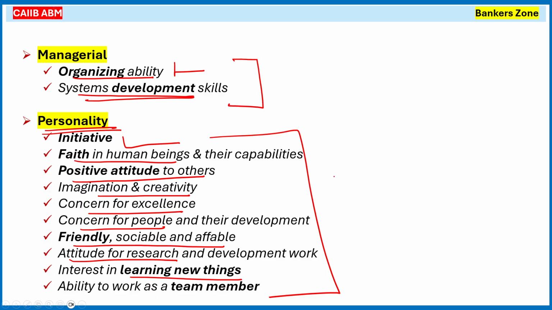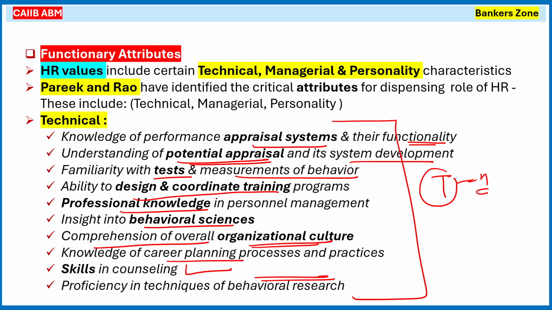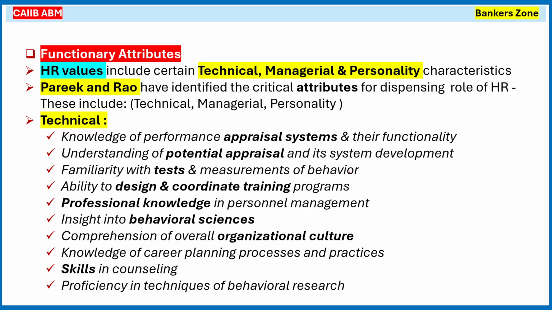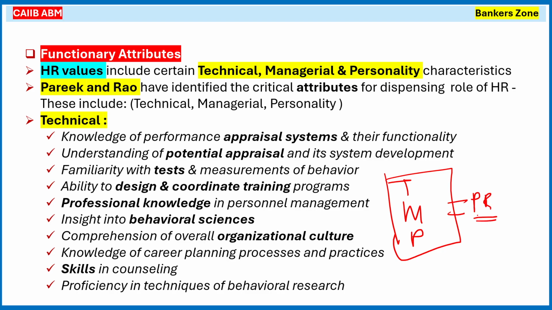Very simple, right? So only one thing you remember here. What are the functionary attributes that HR must have? Technical, managerial, and personality. In those three categories we have divided them. Simply remember that, and it is identified by Parikh and Rao. Remember Parikh and Rao.